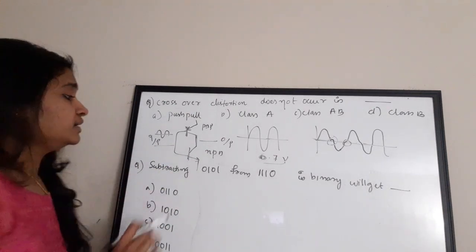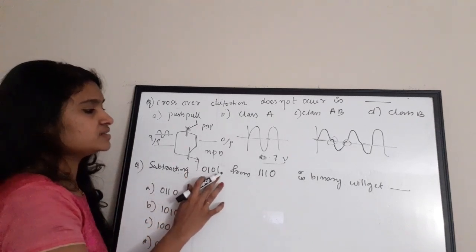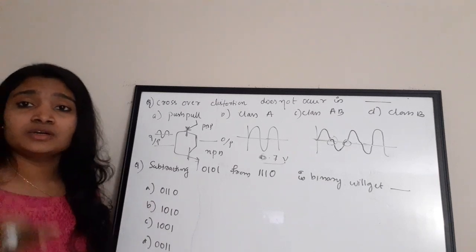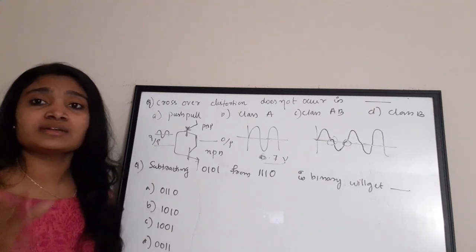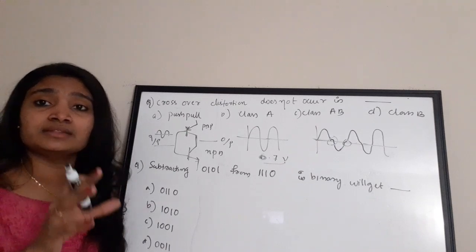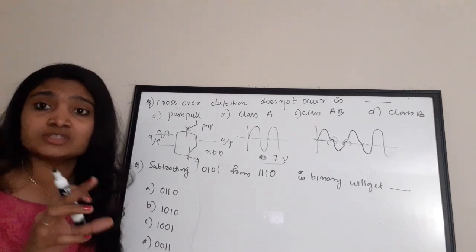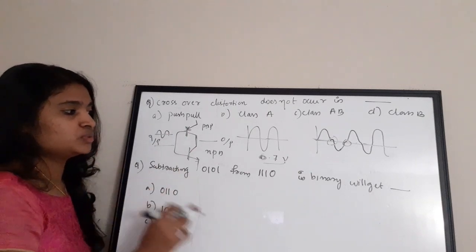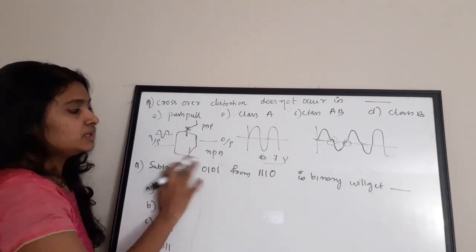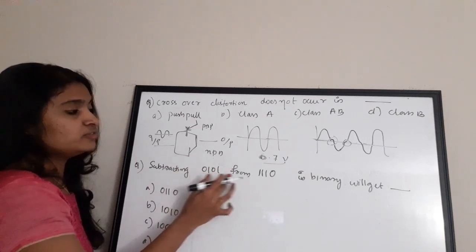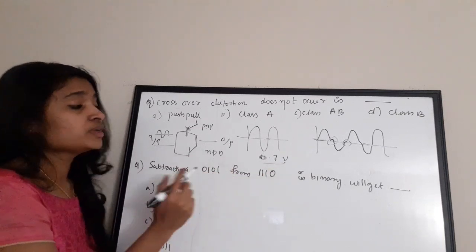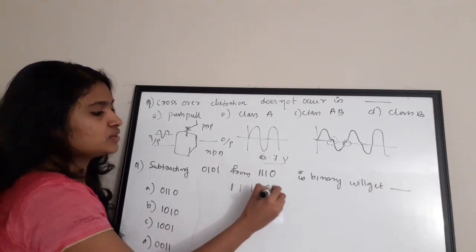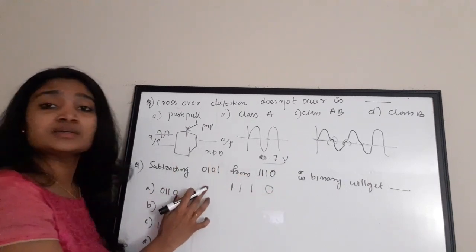Next question: subtracting 0101 from 1110 in binary will get dash. Now we know in binary, in order to subtract a number from another number, we take the number to be subtracted, take its 2's complement, and add it with the other number. That is the procedure, so I am going to do it. We need to subtract 0101 from 1110. So first I will write this number 1110, and then this number is to be subtracted.